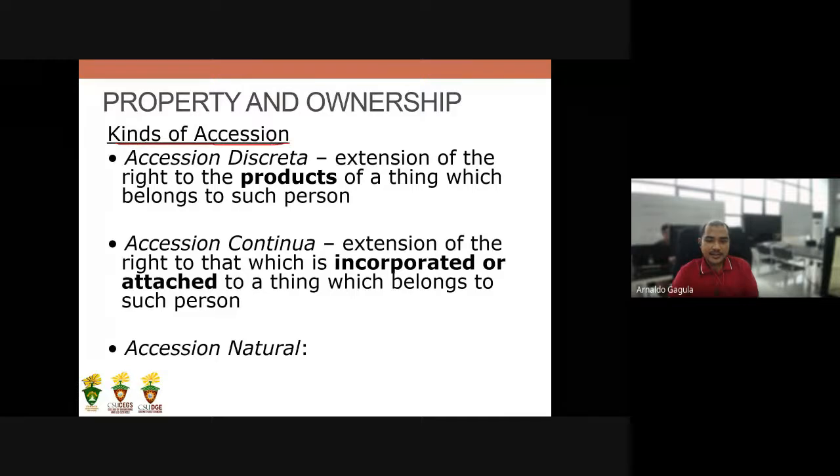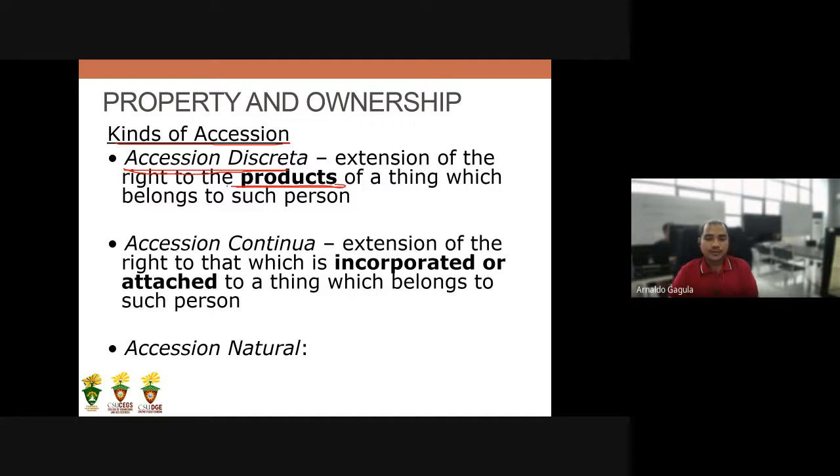So, kinds of accession. The first is accession discreta, the extension of the right to the products of a thing which belong to us, such person. Discrete, no? Mga discrete na accessories acquired na niya through accession discreta. Products, no? Tanan nga ma-produce sa imong property, tawag na niya is accession discreta.